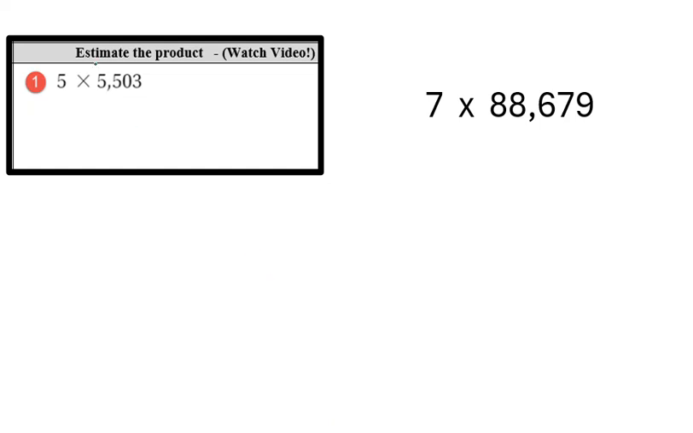Hey there, kids. This problem says estimate the product. Do you know what a product is? Right. Product is the answer to a multiplication problem.